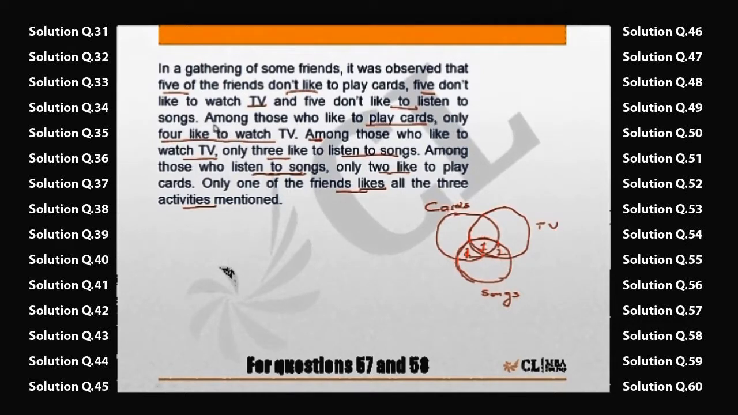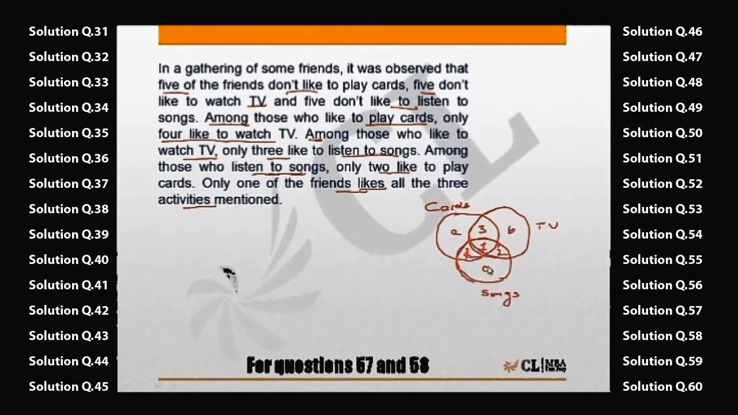Okay, we look at this. Among those who like to play cards, 4 like to watch TV. So by the same logic, this should be 3. So what are we left with? We don't know the values of this. Only cards, only TV, only songs.